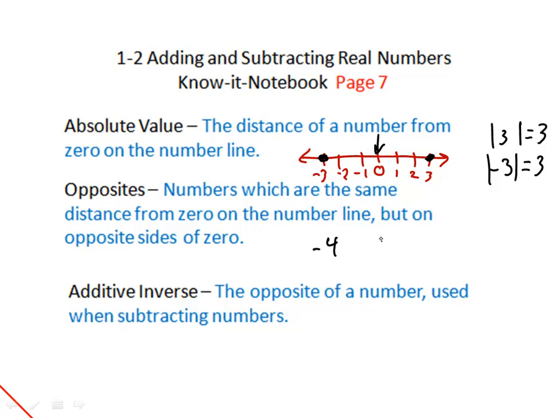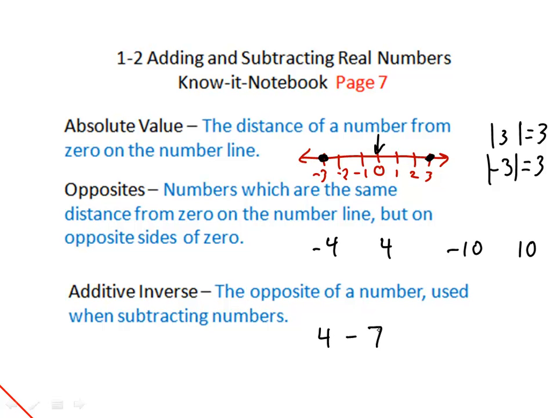So negative 4 and positive 4 are opposites. Negative 10 and positive 10 are opposites. Very simple. Additive inverse, the opposite of a number, is used when subtracting numbers. We're going to be using this in the subtracting of real numbers.